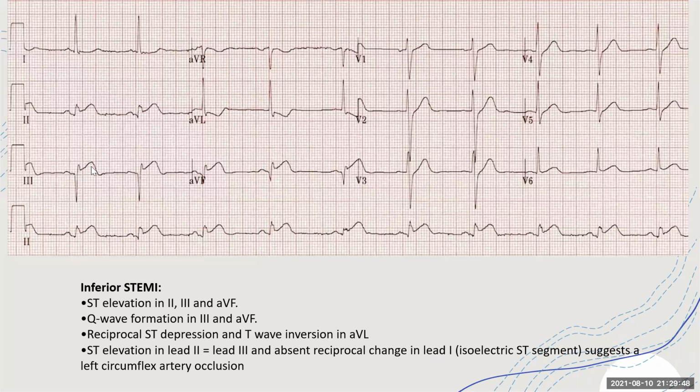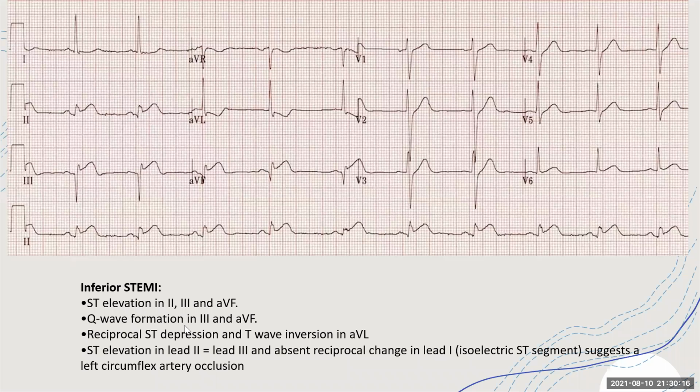So now lead 2. Now you can clearly appreciate here ST elevation, here again ST elevation, here again ST elevation. So in 2, 3, and then in 2 also ST elevation, here also ST elevation, and AVF. This one is AVF, here also. So in 2, 3, and AVF, if they are going to show you ST elevation, you can say this is the inferior wall MI. And not only this one, you are also going to see Q wave formation.